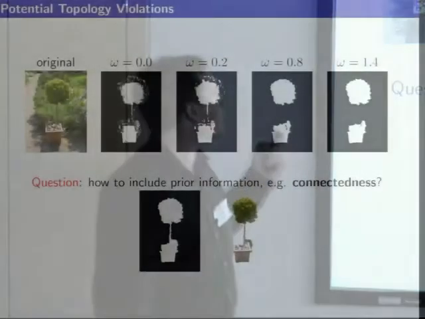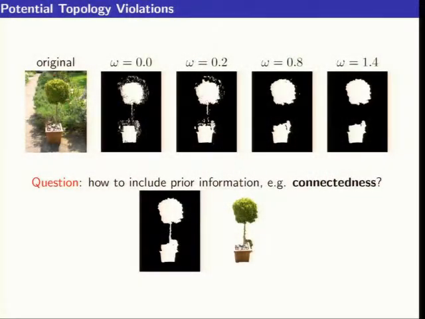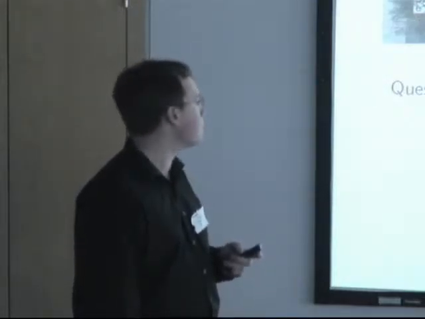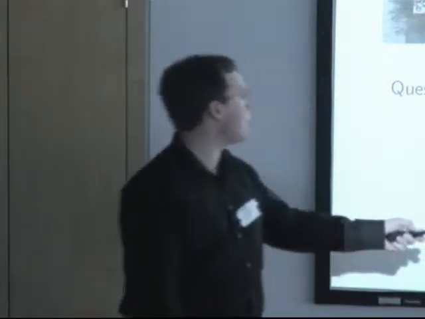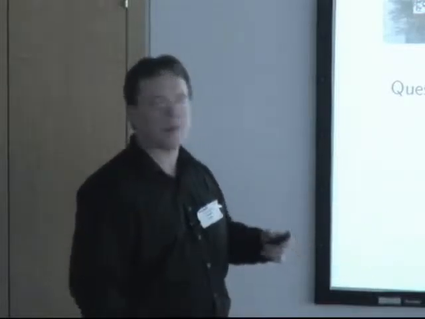So the topic in this case for the rest of the talk is how can we include such prior information, for example, about the connectedness of the foreground into random field image segmentation. And then hopefully get a result like this, where everything is connected and nice in the foreground, but still the noise is removed.